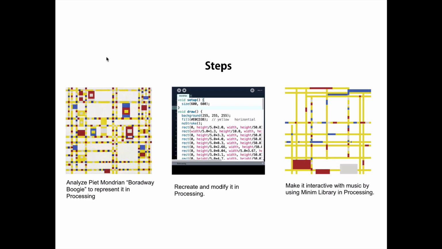In this project, I break down my work into 3 steps. First, I try to analyze Piet Mondrian's Broadway Boogie Woogie to represent it in Processing. Second, I try to recreate and modify it in Processing. Third, I try to make it interactive with music by using the Minim library in Processing. You can see the demo.